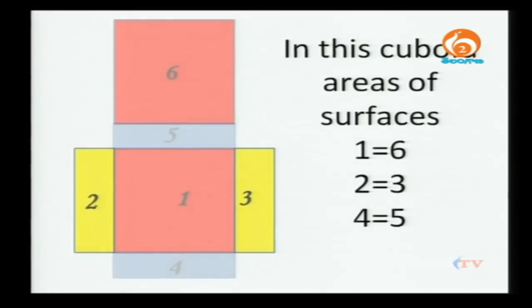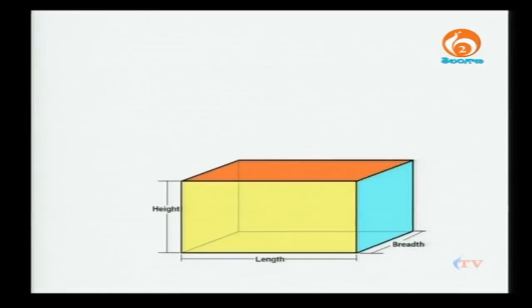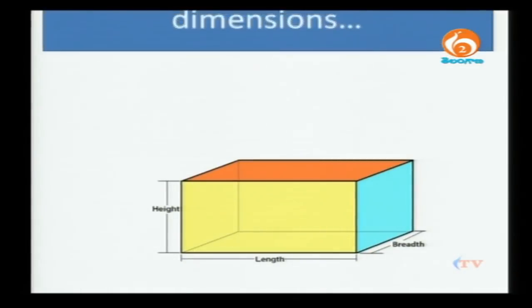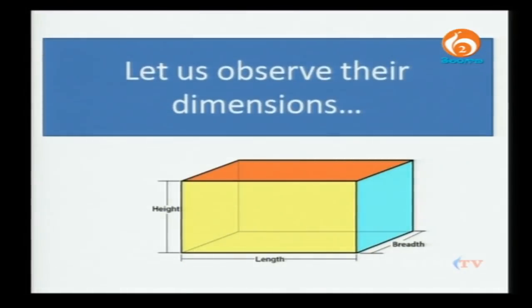Now, again the fourth and fifth faces are also equal. Why are they also equal? You can estimate, right. Now, let us observe the dimensions. Just now we have seen its dimensions are length, breadth and height, right.